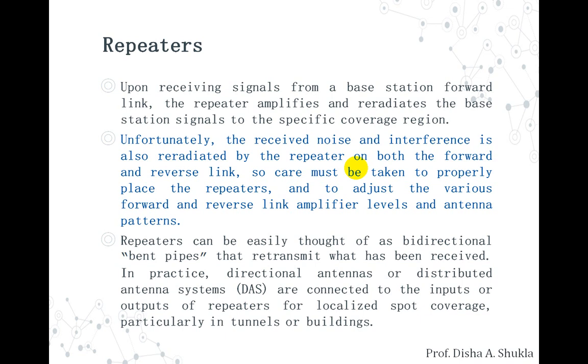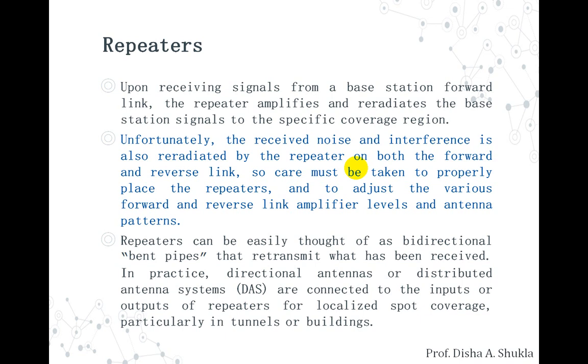Unfortunately, the received noise and interference is also re-radiated by the repeater on both the forward and the reverse channel. Whenever a particular region or a receiver receives the signals, it will also be receiving the noise and interference, and unfortunately the repeaters will be re-radiating this received noise and interference, and so care must be taken to properly place the repeaters and to adjust the various forward and reverse link amplifier levels and antenna patterns.